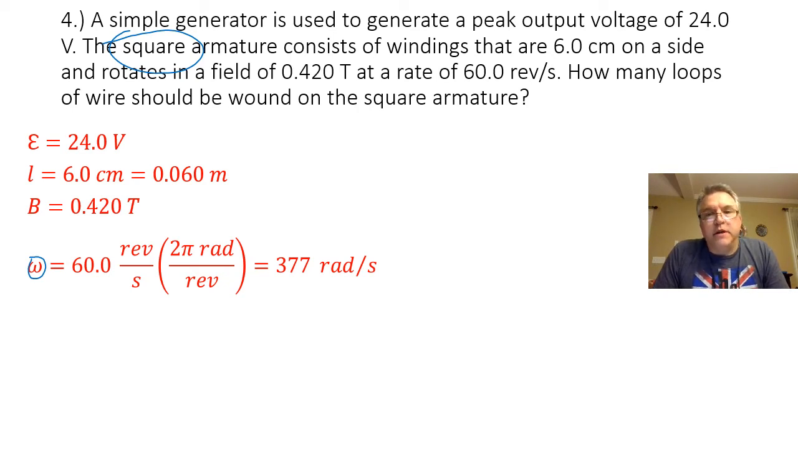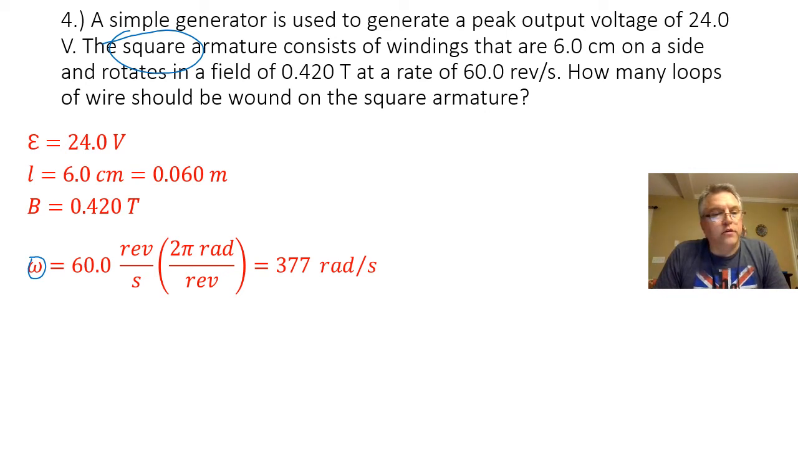I'm given my speed in revolutions per second, but I know for an angular speed, I'm going to want to convert that to radians per second. I know there are 2 pi radians in 1 revolution, so doing that conversion is going to give me an angular speed of 377 radians per second. And we are looking for the number of loops on the armature.